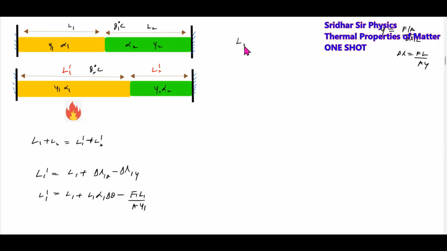Similarly, same thing with L2 dash. The rod wants to expand; due to thermal expansion, it will expand. But the other rod has compressed it. Due to rise in temperature, the length will increase. Due to compressive force, due to mechanical force, the length will decrease here. Due to thermal expansion, L2 alpha 2 delta theta. This will become F L2 by AY2. Substituting these things and solving will get the required answer. Just remember these ideas.